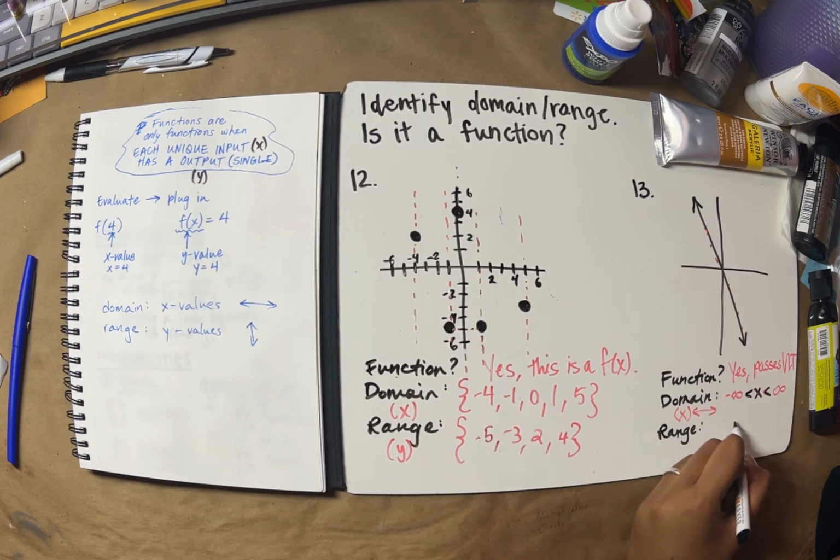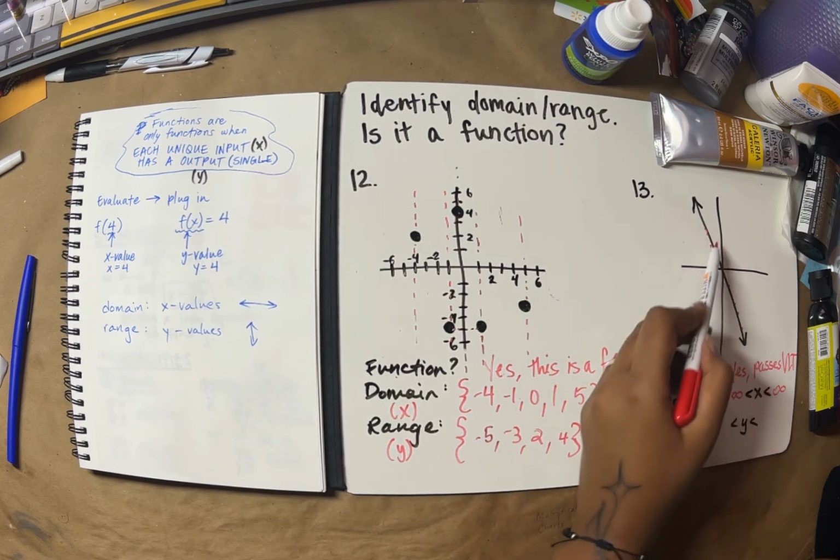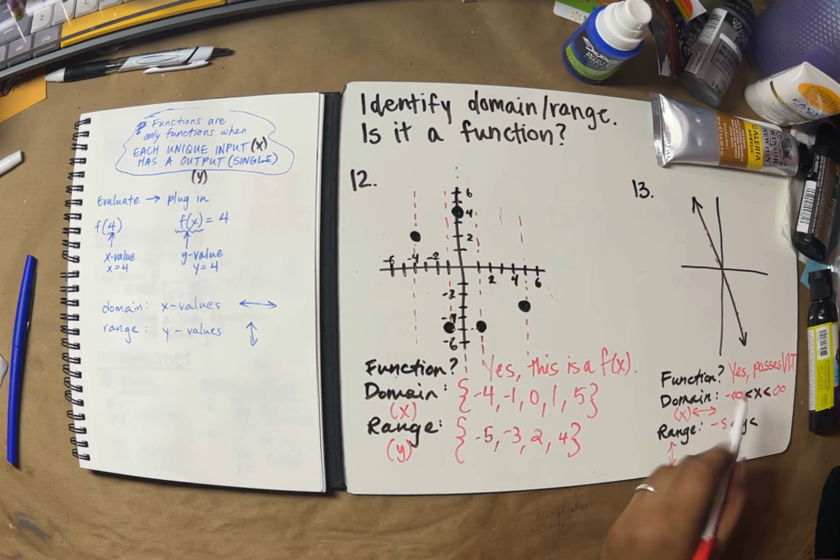The range is also going to be the same kind of inequality. It's going to be also -infinity because it's going up and down forever. The arrows go on forever. So it goes from negative infinity. Oop, that is an 8. Negative infinity is less than y, which is less than positive infinity. And that is how you look at domain and range of a function for graphs.